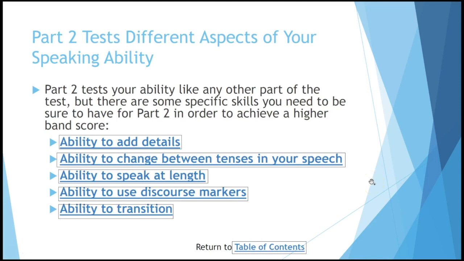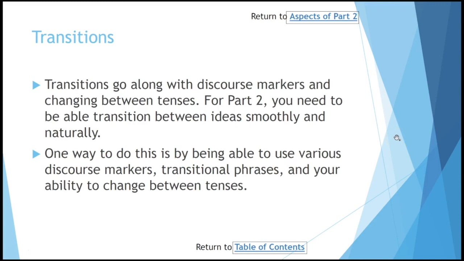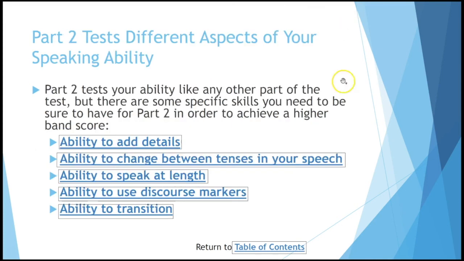And then finally, your ability to transition. So this is important for part 2, and it goes along with using discourse markers and changing between tenses. So for part 2, you need to be able to transition between ideas smoothly and naturally. One way to do this is by being able to use various discourse markers, transitional phrases, and your ability to change between tenses. So that's it for the different aspects of your speaking ability.